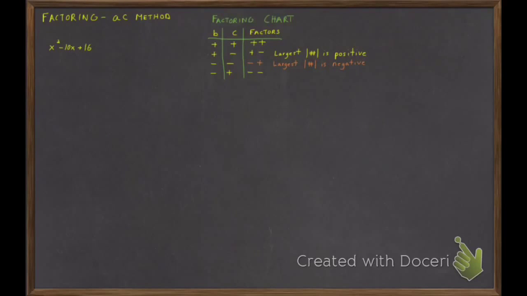Alright, so for this video we will go over factoring quadratics using the AC method. Now the AC method is just one method that we can use to factor our trinomials and turn them into binomials. And the easiest way to go over this is to do some examples. So we have our factoring chart which takes into account our B and C values. So where does this come from?